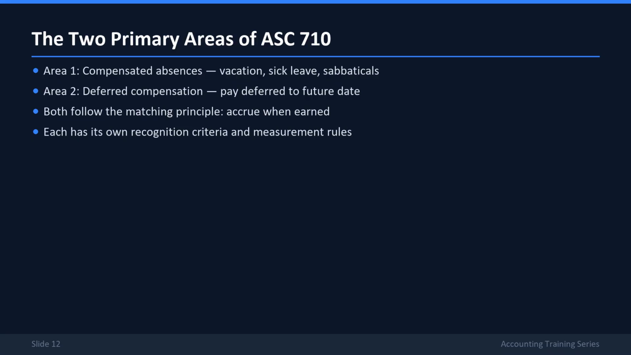Bringing it together, ASC 710 has two primary areas of application. The first is compensated absences, covering vacation, sick leave, and sabbatical arrangements. The second is deferred compensation, covering arrangements where employees defer current pay to a future date. Both areas are grounded in the matching principle. Recognize the expense and the related liability in the period the employee earns the benefit. Subsequent sections of this training series will explore the recognition criteria and measurement rules for each area in depth.